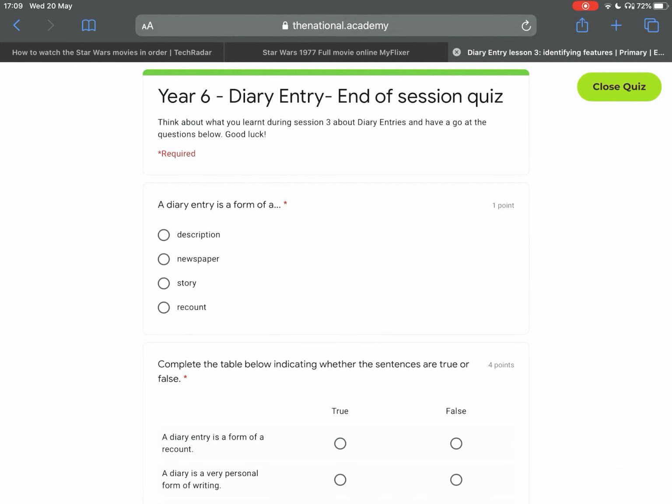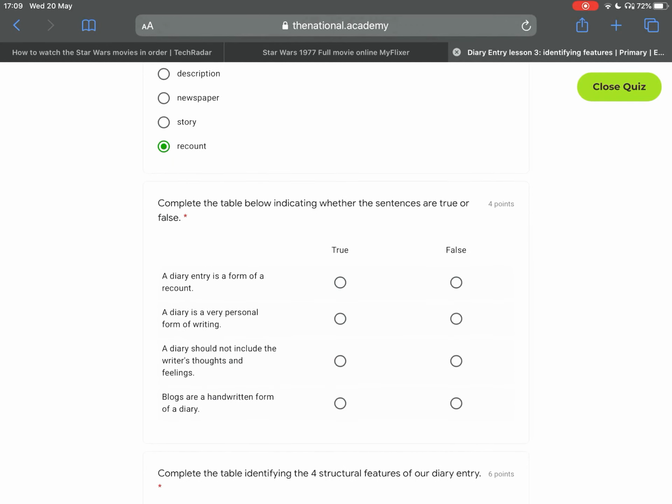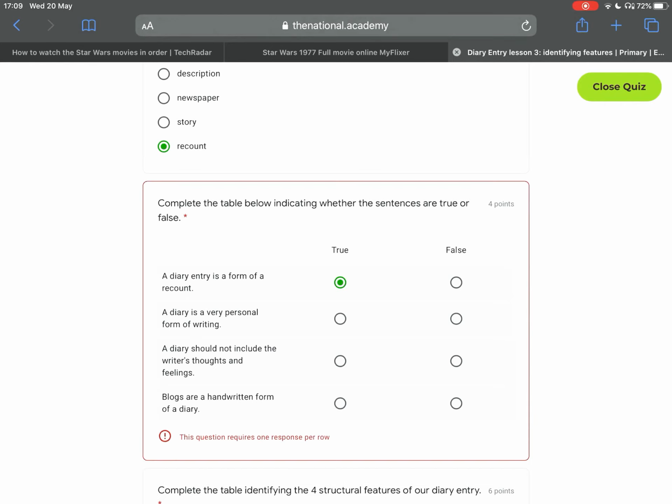So a diary entry is a form of a recount. Complete the table indicating whether the sentences are true or false. A diary entry is a form of recount. That's true. A diary entry is a very personal form of writing. That is also true. A diary should not include the reader's thoughts. That is false. Blogs are handwritten form of a diary. That's also false.